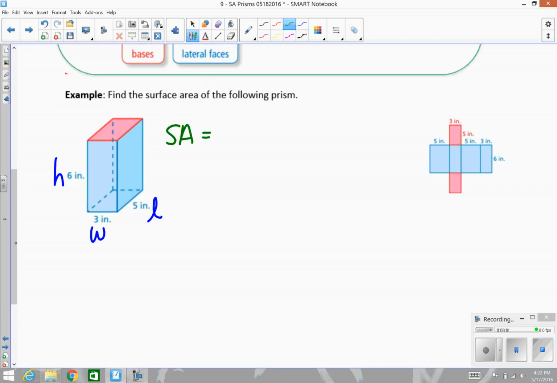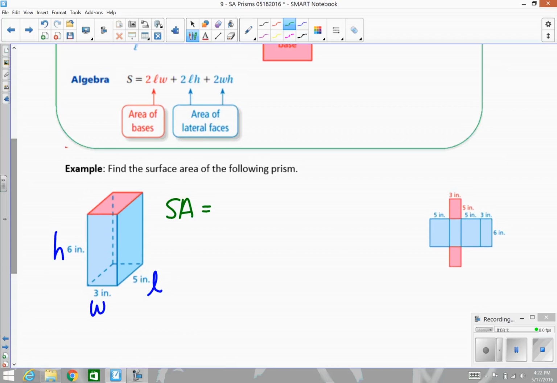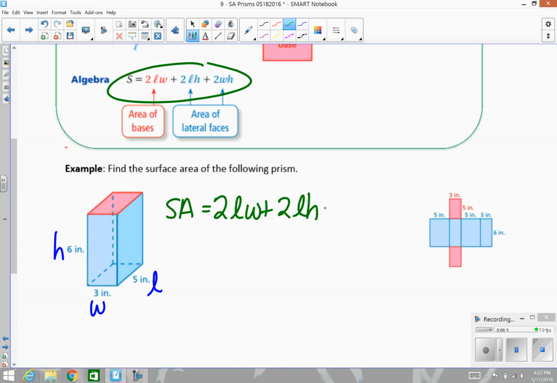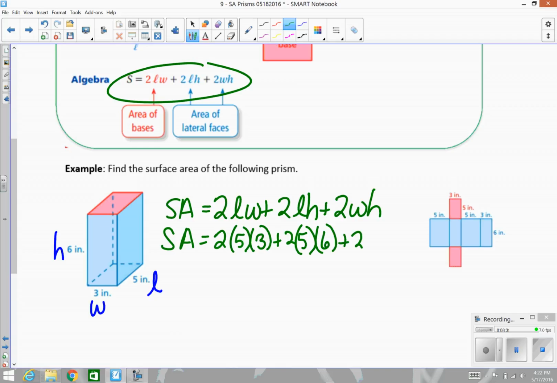Surface area equals, it's right here, 2 times the length times the width plus 2 times the length times the height plus 2 times the width times the height. Surface area equals 2 times L, which we just labeled here as 5, the width we labeled as 3, plus 2 times the length, which was 5, times the height, which was 6, plus 2 times the width, which was 3, times the height, which was 6.